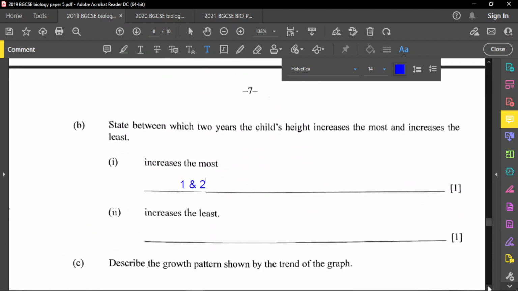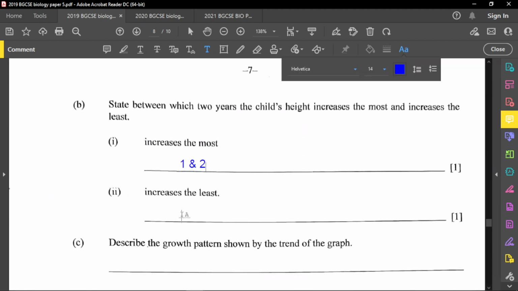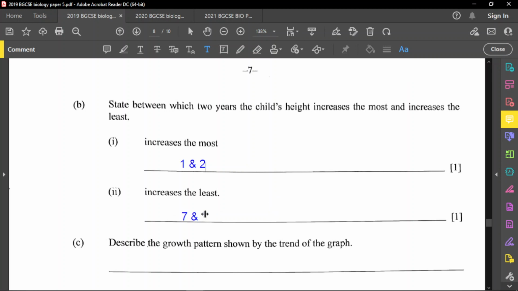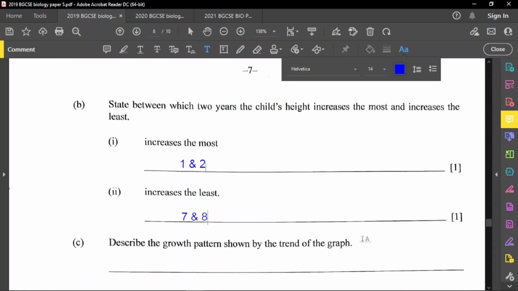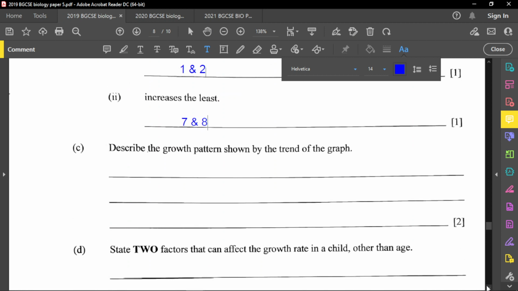All right, and I guess this was practice again, just to know, okay, look for certain things on the graph and so on, right? So the 7 and 8. All right. So those were the most and least increase in terms of height.